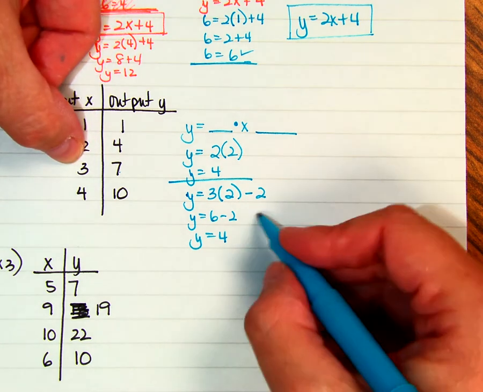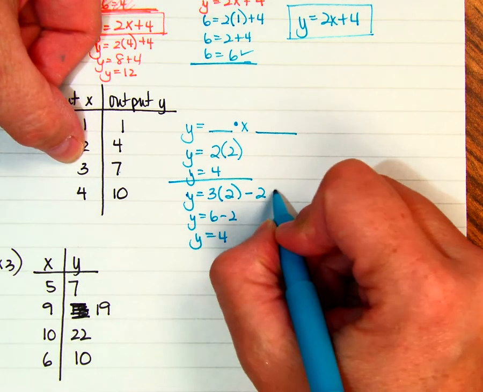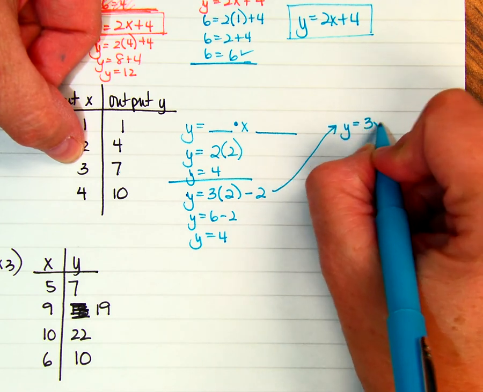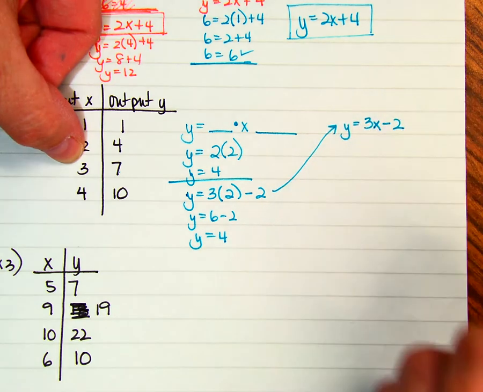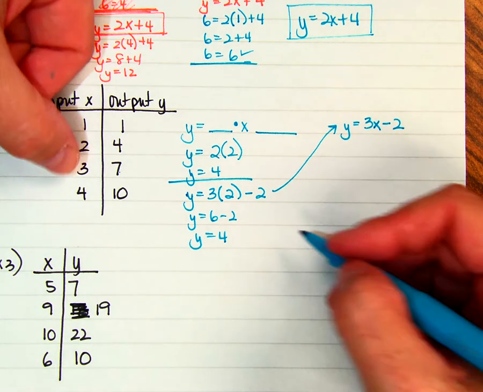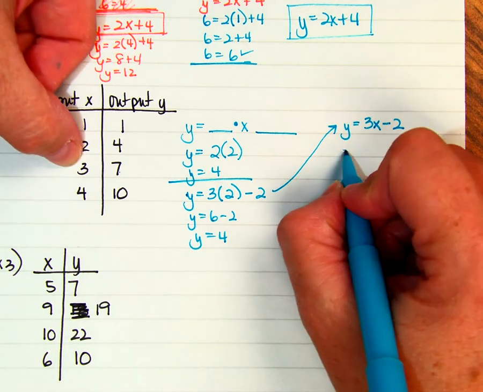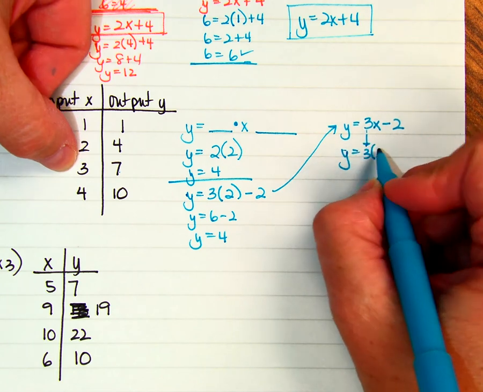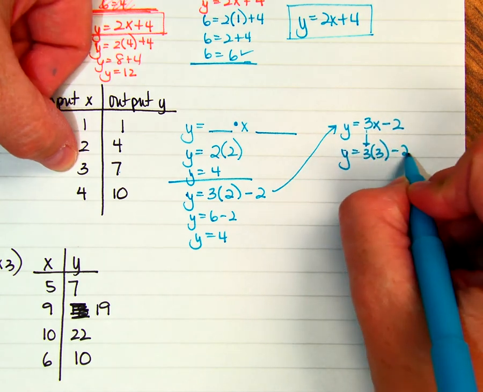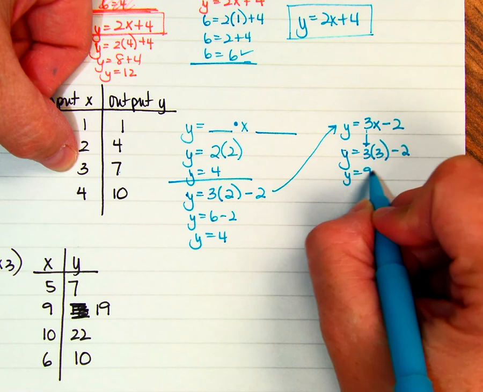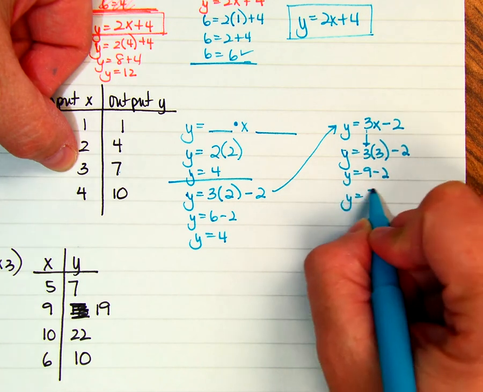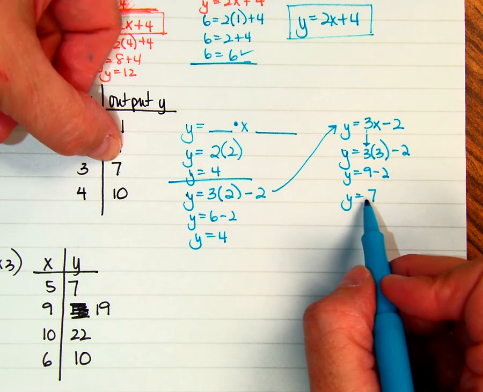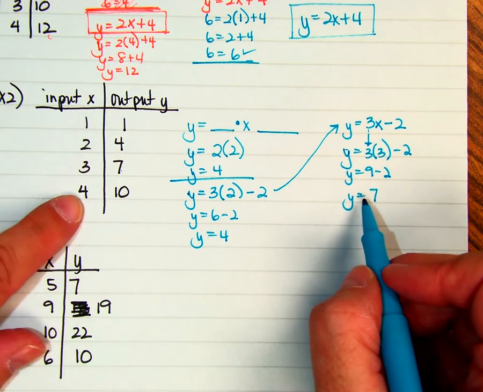Let's see if it works for the next one. So let's go back and rewrite this: y equals 3 times my input minus 2. Let's see if that works for the next one. Y equals, the 3 stays the same, times my input of 3 minus my 2. 9 minus 2 gives me a 7, an output of 7. Well, it worked for that one. That's 2 of them. Let's try it with the 4 and the 10.